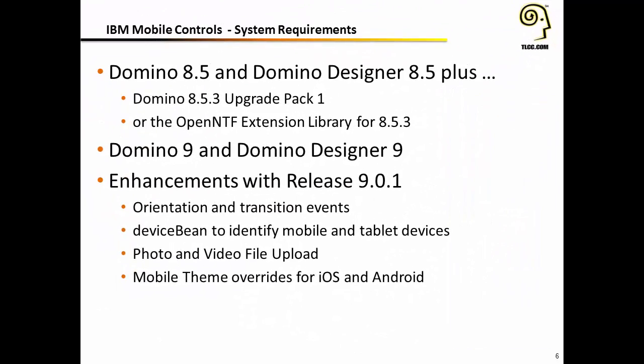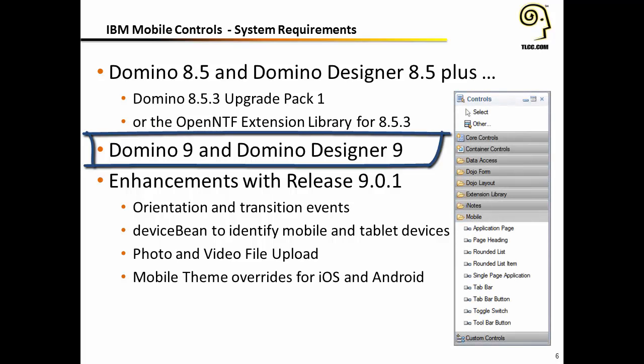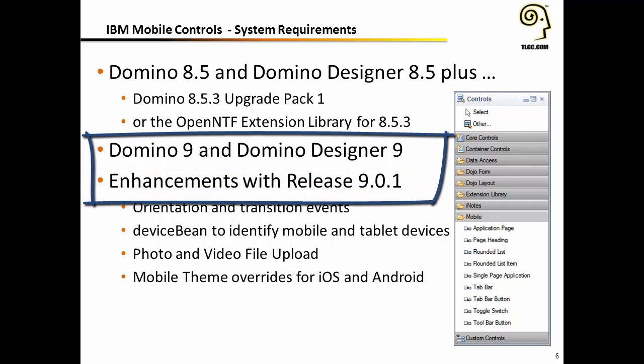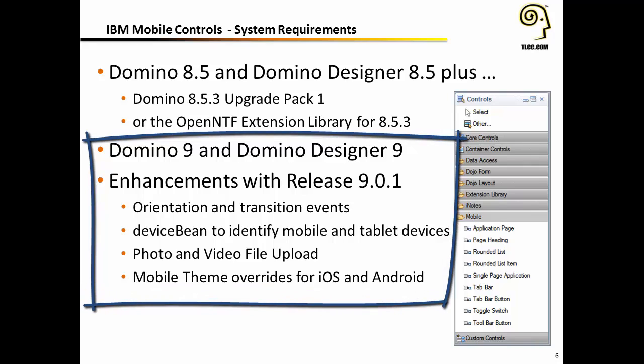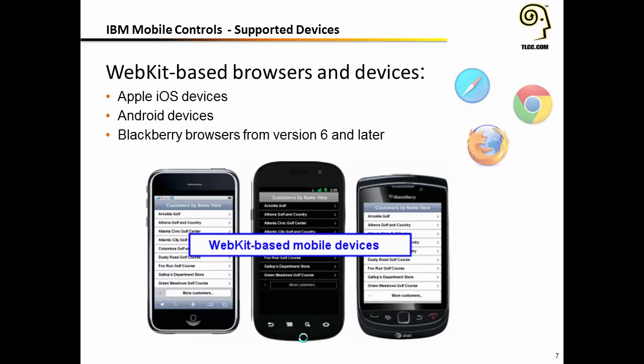The system requirements for using the mobile controls will depend on the release you're developing for. If you're running 8.5.3, the mobile controls are available when you also install the Domino 8.5.3 Upgrade Pack 1 or the OpenNTF extension library for Domino 8.5.3. With release 9.0, the extension library and the mobile controls were rolled right into the product, so there's no other system requirements. There were several enhancements to the mobile controls and support with release 9.0.1, so you certainly want to upgrade to the latest release if you're not already there. The mobile controls support the WebKit-based browsers that you'll find on iOS, Android, and the later BlackBerry devices.